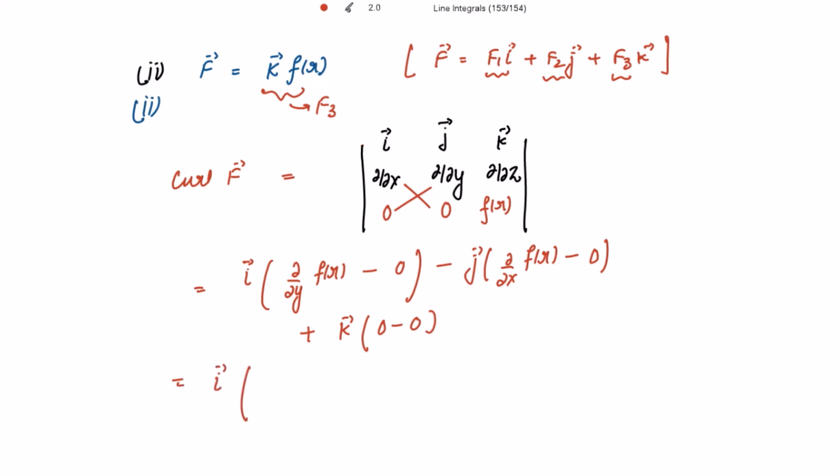So that is equal to i vector. What is ∂/∂y of f(r)? It is f'(r) into ∂r/∂y, differentiating r with respect to y, right? Minus j vector. What is ∂f(r)/∂x? It is f'(r) into ∂r/∂x. And then the rest is 0.